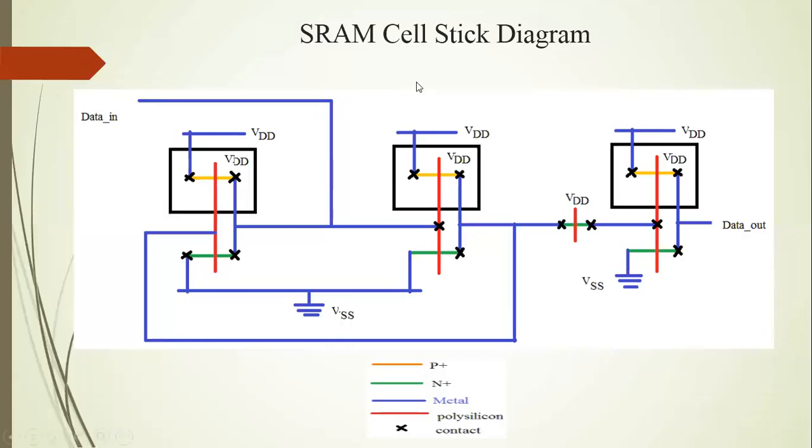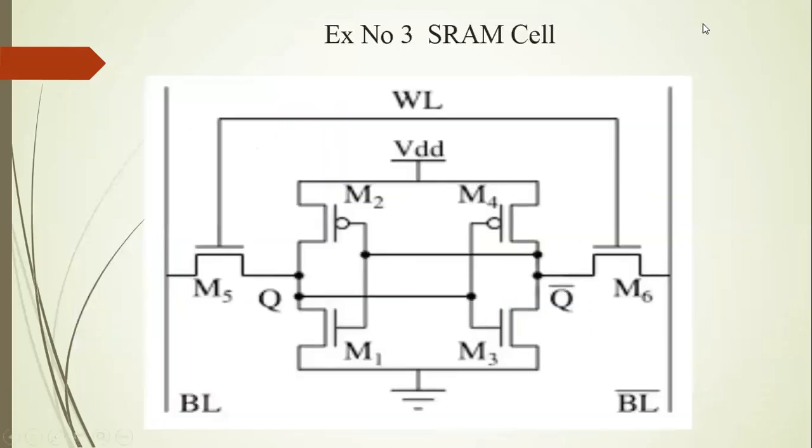In VLSI design and technology, experiment number 7, static RAM cell designed by transistor. In this diagram, the SRAM cell contains P channel MOSFETs and N channel MOSFETs. The source terminals of the P channel MOSFETs, M2 and M4, are connected to the VDD supply, and the NMOS transistors' sources are connected to ground. MOSFET M3's source is also connected to the ground side.